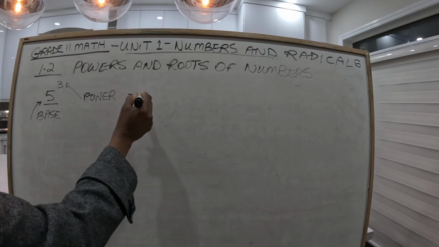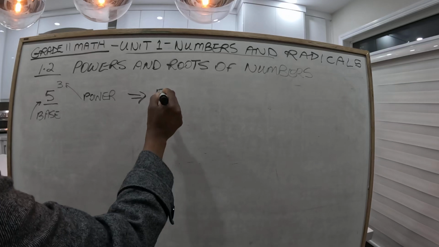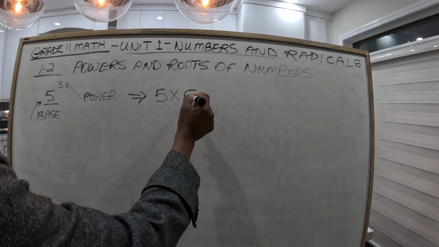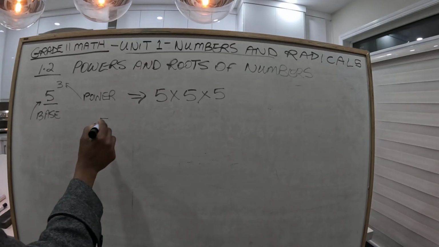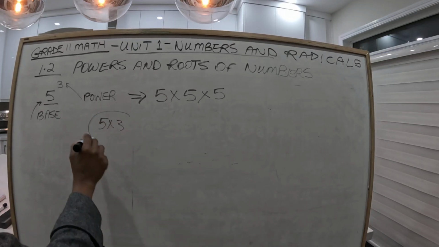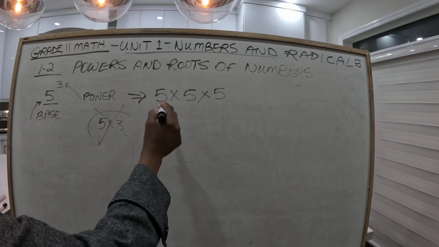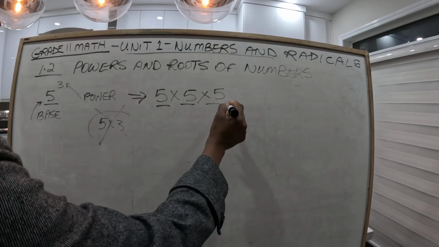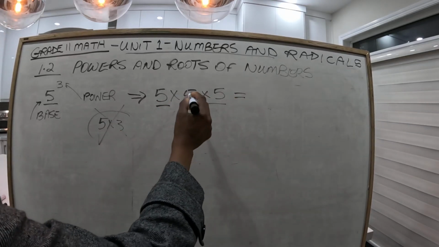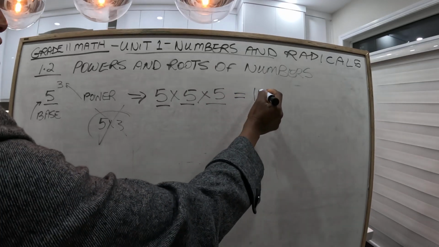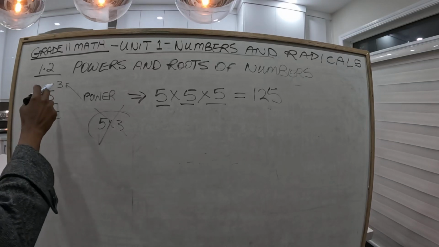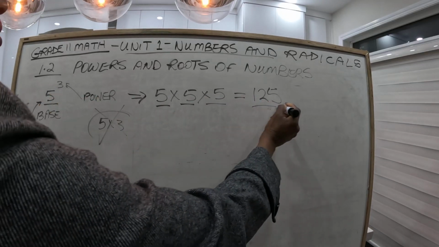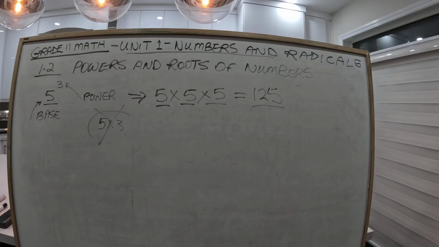And simply said, it's just 5 times itself 3 times. I know some people make a mistake and say it's 5 times 3. That's incorrect. It's 5 times 5 times 5, and we know 5 times 5 times 5 is 125. So if we raise this 5 to the power of 3, it comes to 125.